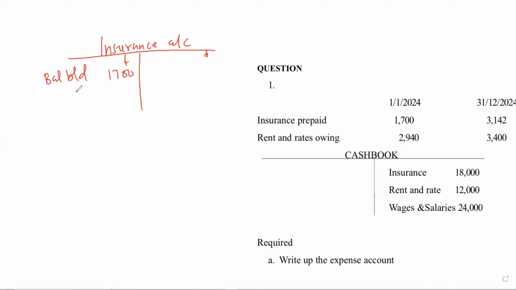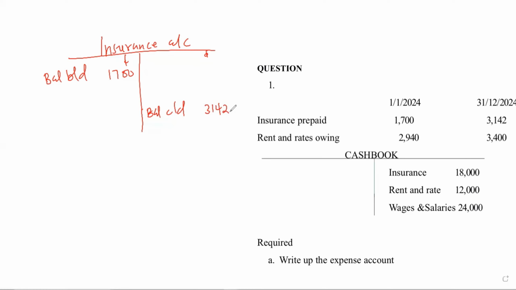And if the opening balance is on the debit side, then the closing balance will be on the credit side. So we write balance carried down, which is the closing balance, which is 3,142. When you are done with this one, there is no insurance owing.